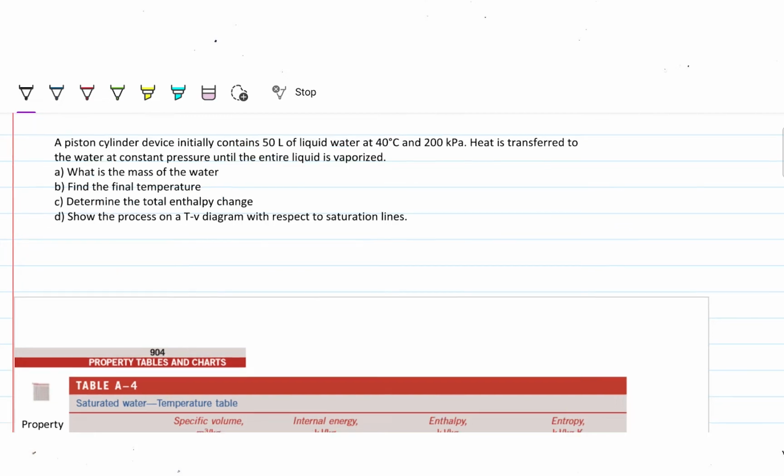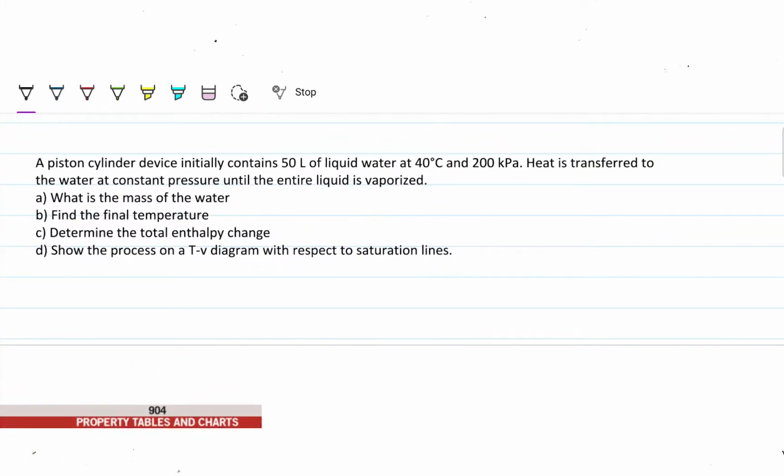So the problem statement reads: a piston cylinder device initially contains 50 liters of liquid water at 40 degrees Celsius and 200 kilopascals. Heat is transferred to the water at a constant pressure until the entire liquid is vaporized. A. What is the mass of the water? B. Find the final temperature. And C. Determine the total enthalpy change. And last, D. Show the process on a T-v diagram with respect to saturation lines.